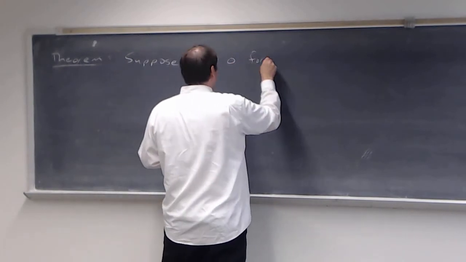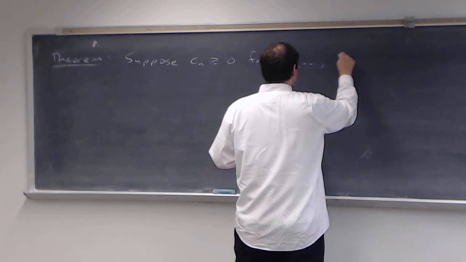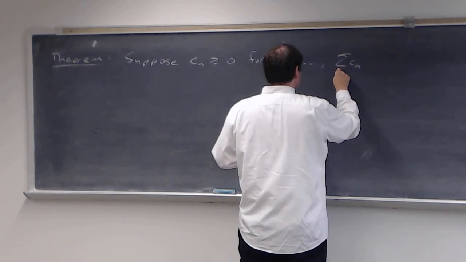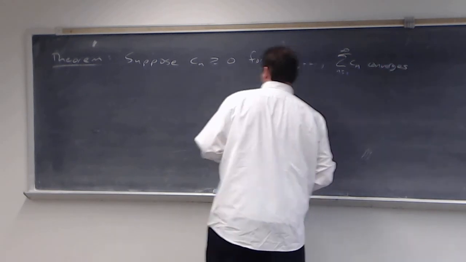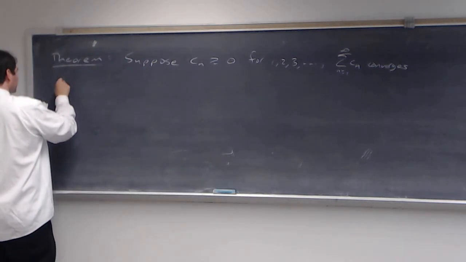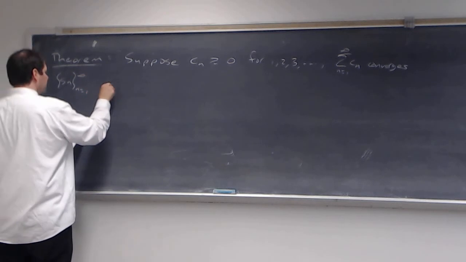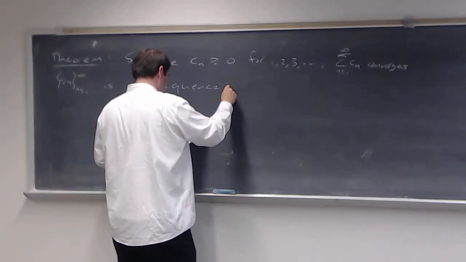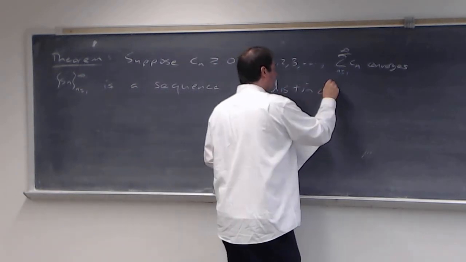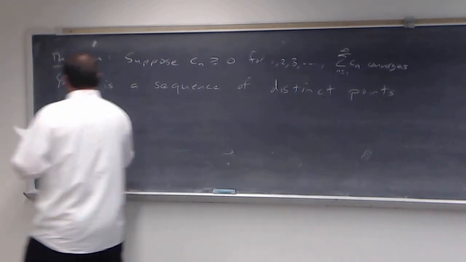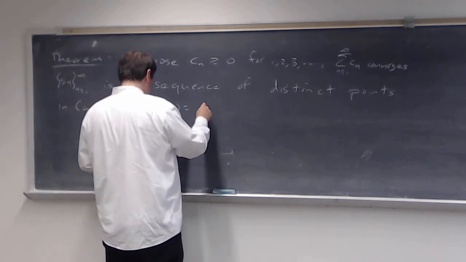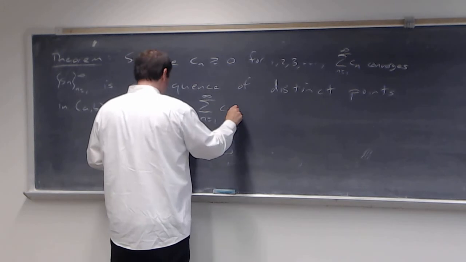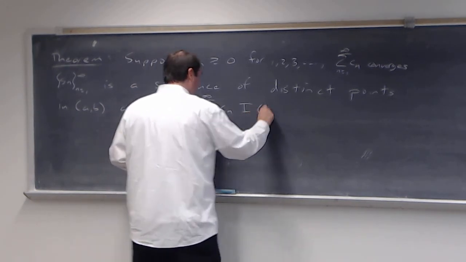It says, suppose Cn is greater than or equal to 0 for n = 1, 2, 3, forever, and the summation of the Cn as n runs from 1 to infinity converges. We assume that Sn is a sequence of distinct points in the open interval from a to b, and we define alpha of x to be equal to the sum as n runs from 1 to infinity of C sub n times I of x minus s sub n.